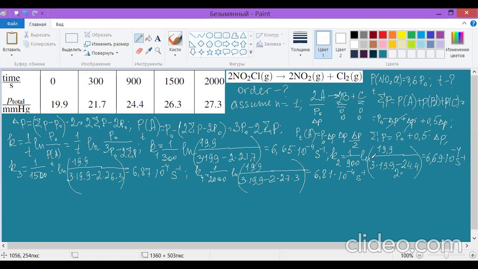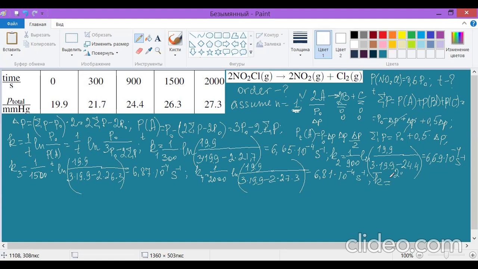Okay, we can see that all the k's we have just calculated are very close to each other, which tells us only one thing: that our assumption that n is equal to 1 is correct. And now we need to calculate the average. So the mean of k is equal to the sum of the k's found divided by 4, because we got totally 4 values.